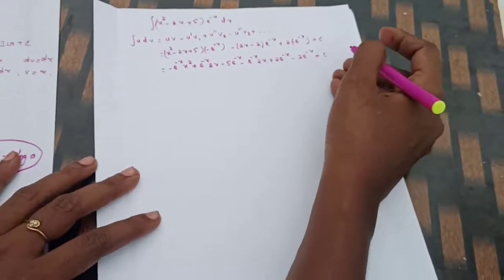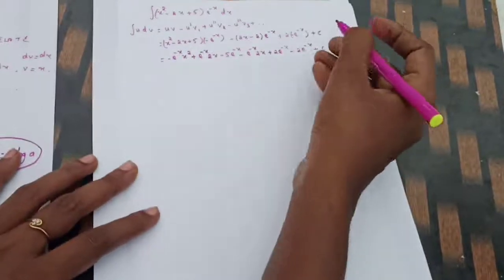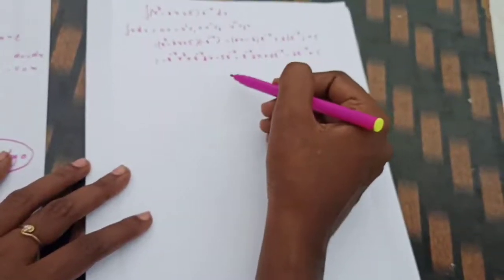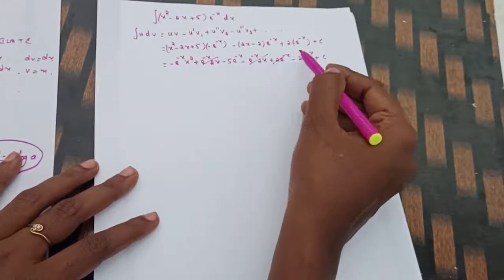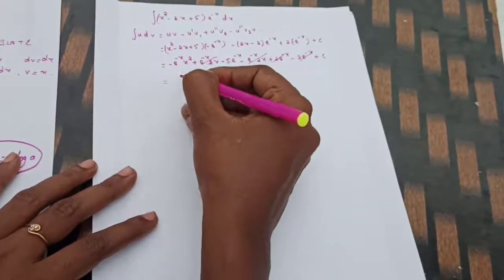Okay. Whatever terms get cancelled, you can cancel. What terms will get cancelled? Plus 2x e power minus x and this one, this term and this term will get cancelled. What's the balance?